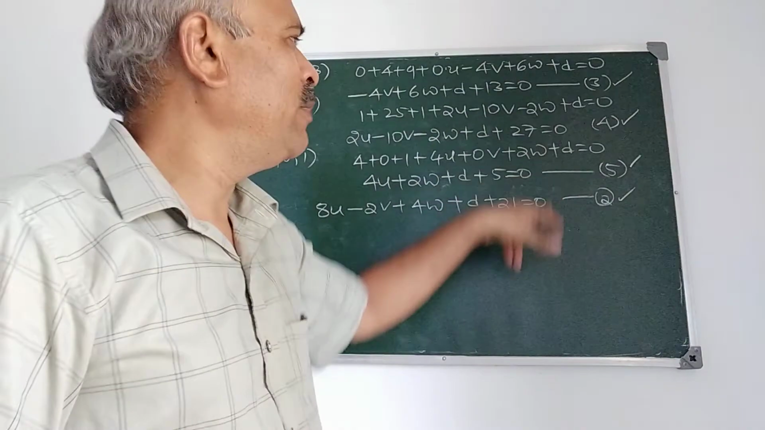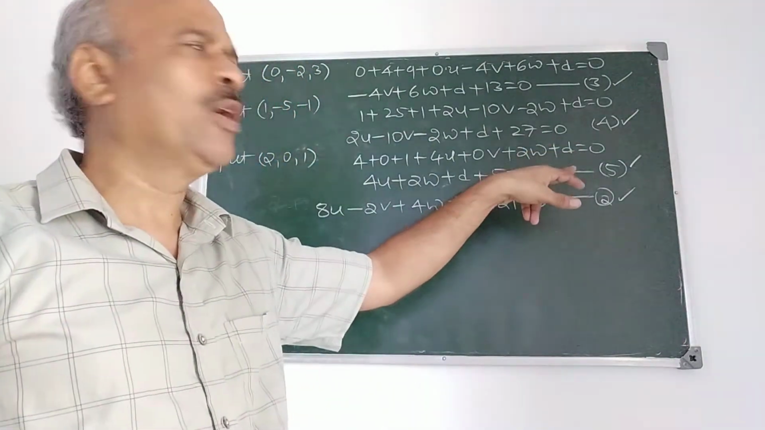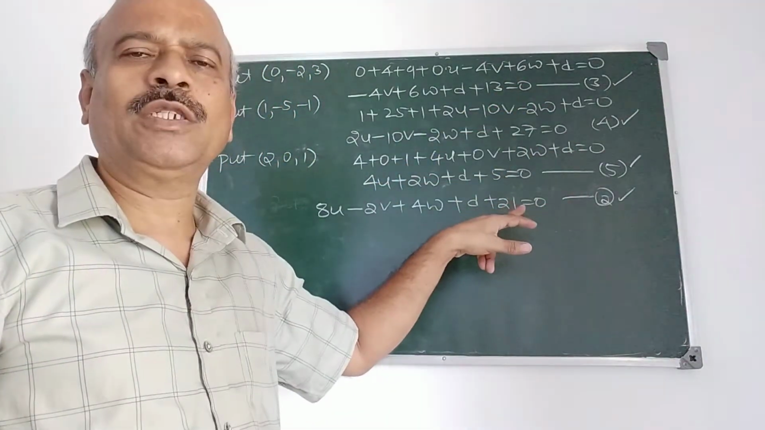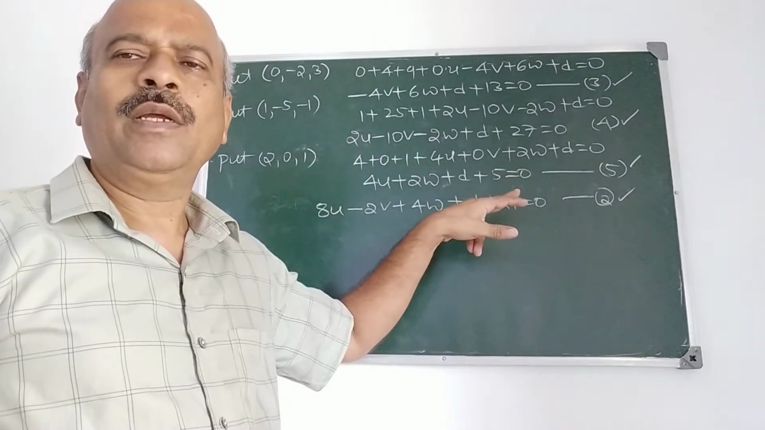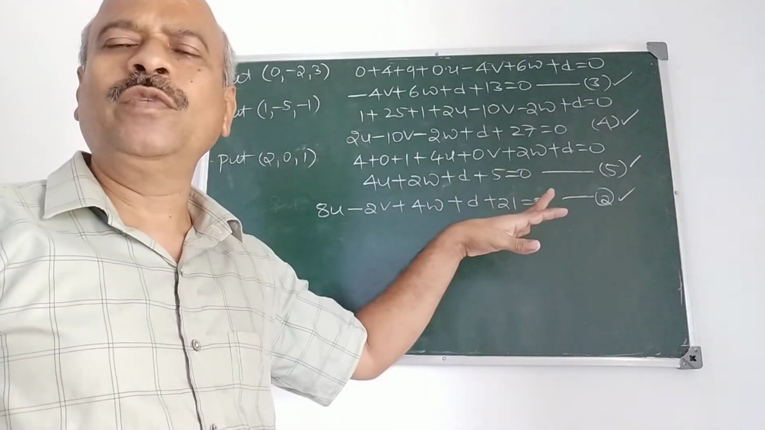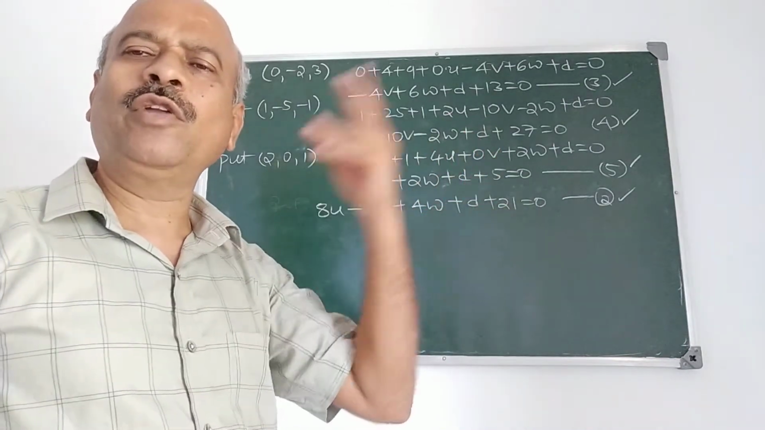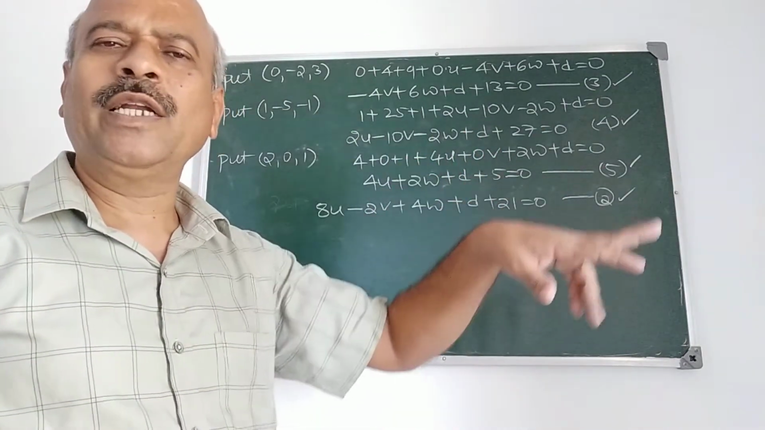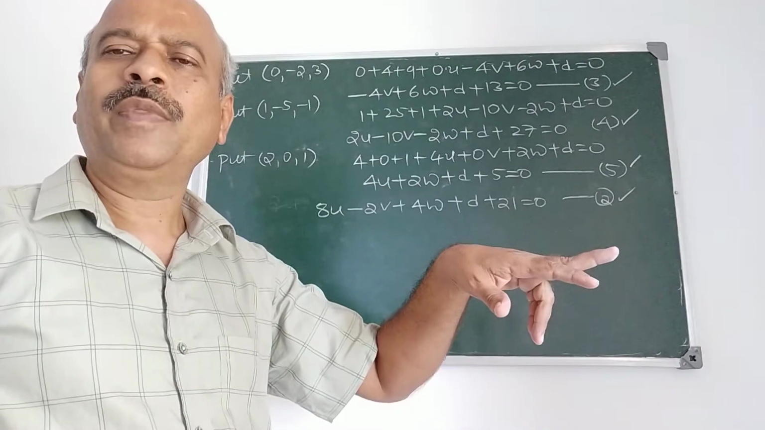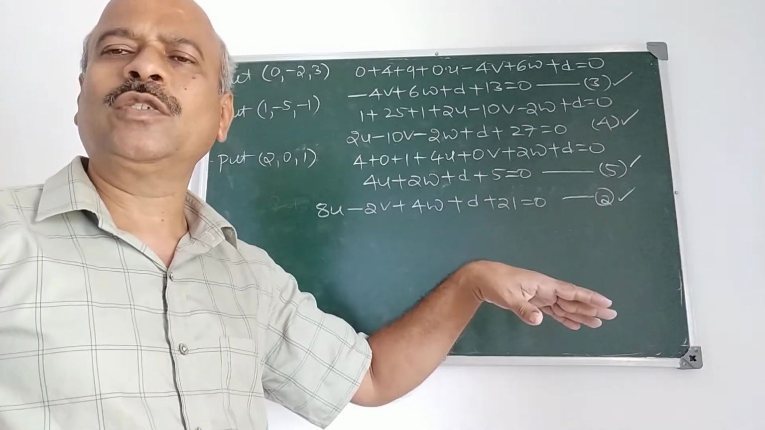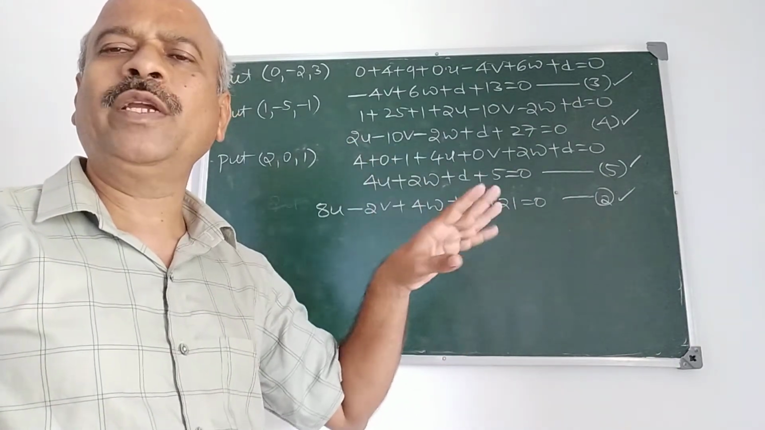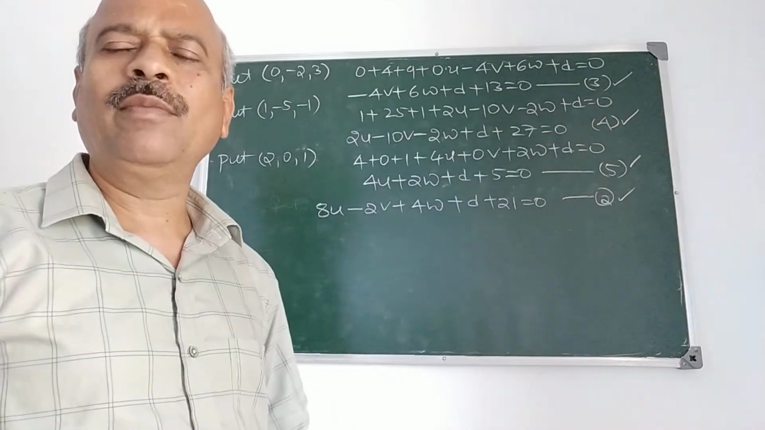First, eliminate d from 2, 3, 4, 5, because the d coefficient is 1 in all the equations. It is easy. Then we will get 3 equations in u, v, w. Again from the 3 equations we have to eliminate w. Then we will get 2 equations in u and v, and you have to solve those 2 equations. You will get u, v. By back substitution you will get w and d.